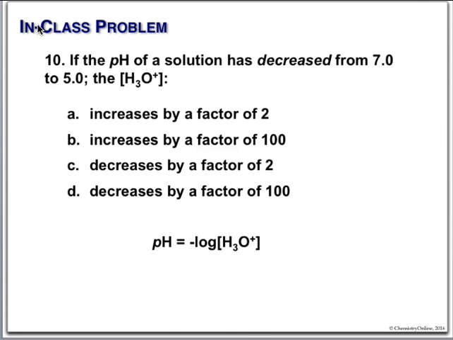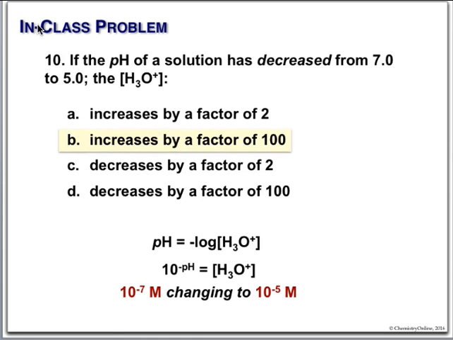Increasing. Again, here's our fundamental thing. Ten to the minus pH is hydronium. So we're starting at 10 to the minus 7, and we're going to 10 to the minus 5. Does this mean we increase or decrease acid? We increase, right. By how much? A factor of 100. These two differ by a factor of 100.